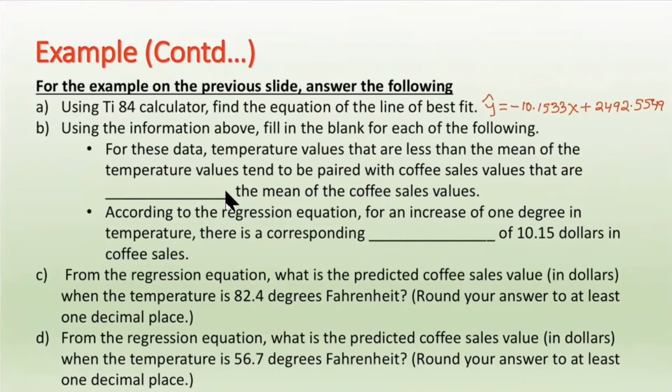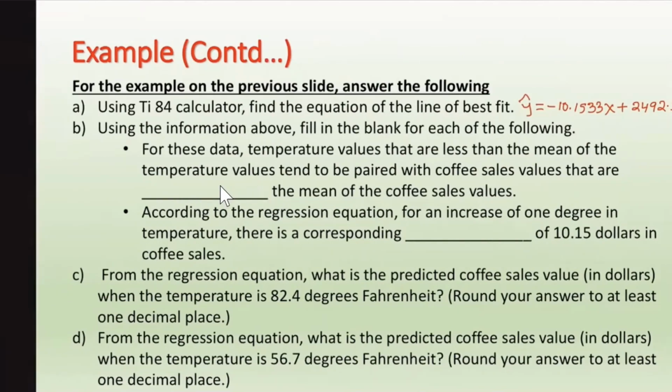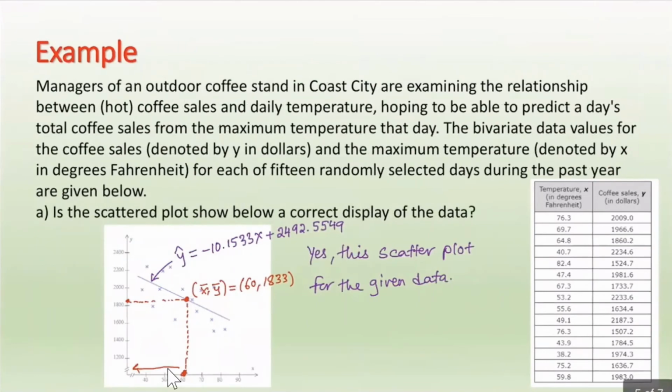So here we are looking for less than. Is this less or more? That's what we want to see. If you check these values, if the temperature is smaller than the mean, the coffee sale value is more. These points in this region, the coffee sale values are above the average. So it is more than average.